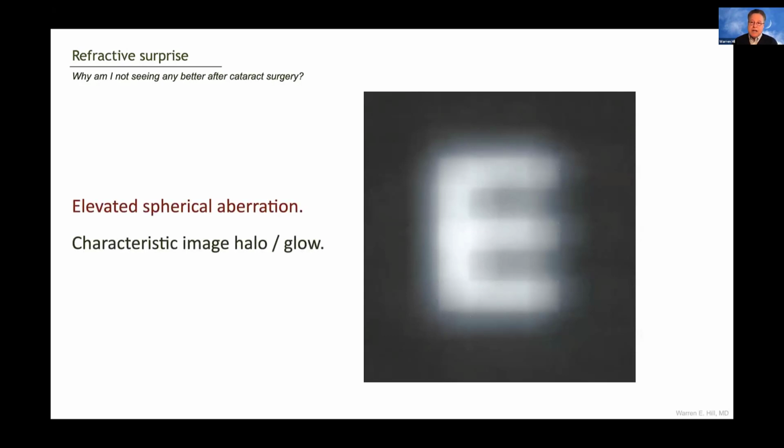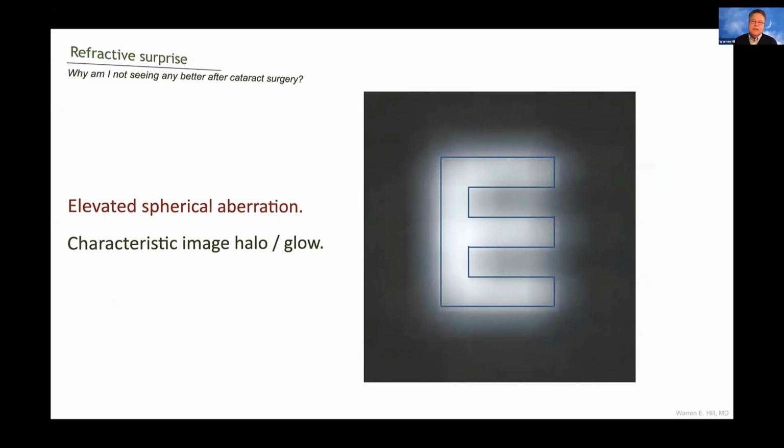And what we get is this characteristic halo and glow. Patients who've had LASIK will tell you that if they look at a point source of light, what they see is this glow. So there's the letter E, and you can see the glow around it.